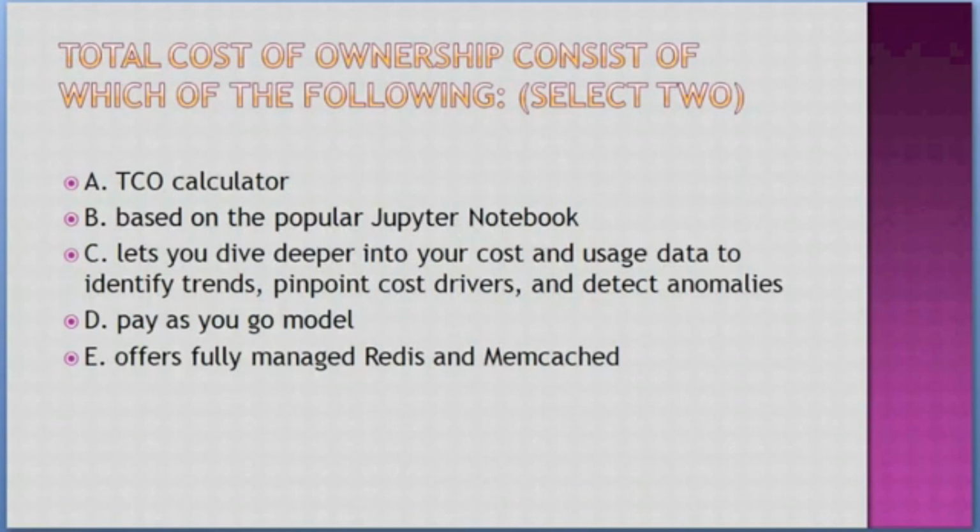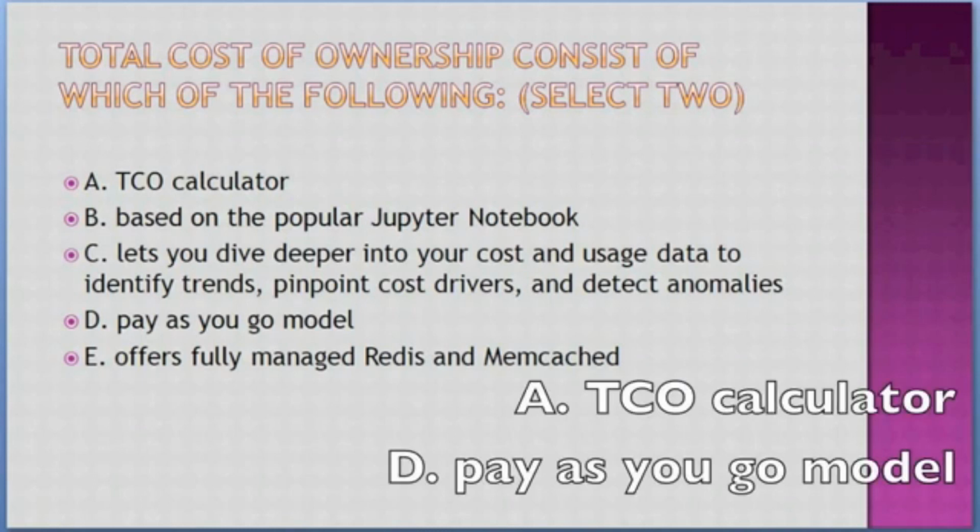Total cost of ownership consists of which of the following? Select two. A, TCO calculator. B, based on the popular Jupyter notebook. C, lets you dive deeper into your costs and uses data to identify trends, pinpoint cost drivers, and detect anomalies. D, pay-as-you-go model. E, offers fully managed Redis and Memcached. The answers are A, TCO calculator, and D, pay-as-you-go model.